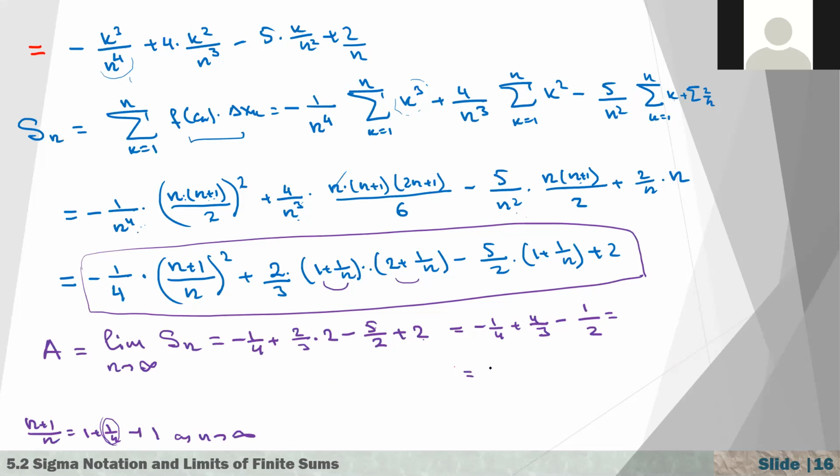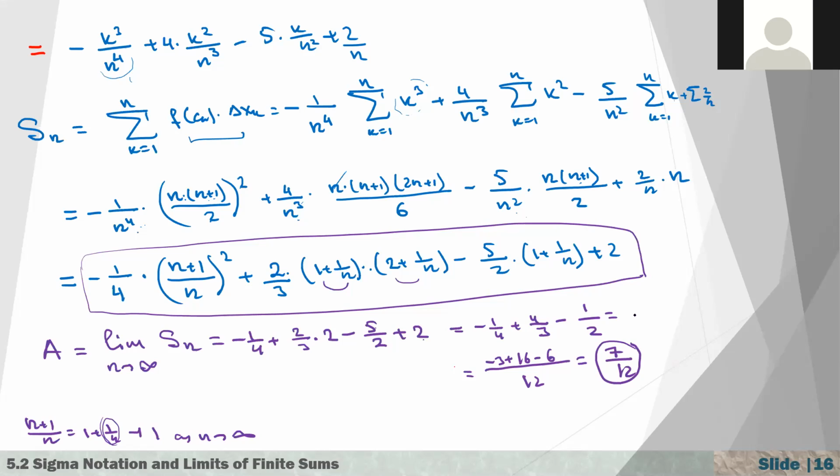And the common denominator here is, what is it? It is 12. The first one is minus 3. The second one is 4 times 4, it is 16. And minus, what is it? It is 6, which is equal to minus 3, minus 9, right? It is 7, sorry. It's minus 9 plus 16, that's equal to 7 over 12.